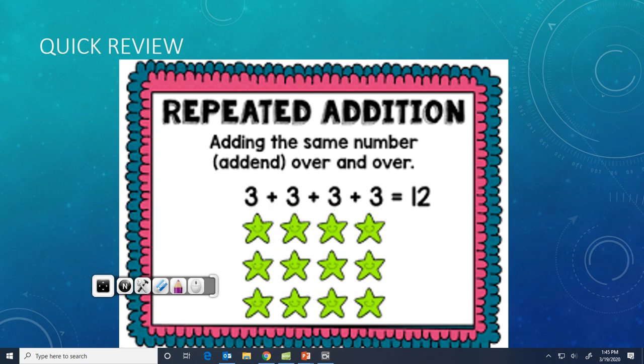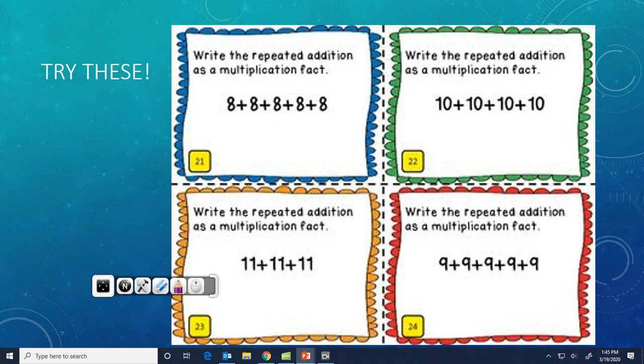Okay? On the next slide, I want you to try them yourself. You're going to pause the video after I explain it, and then you're going to give it a try, and then we're going to talk about the answers, okay? So what you're going to do is write the multiplication sentence for these. So remember, it's how many is in each group times the number of groups. So give that a try.